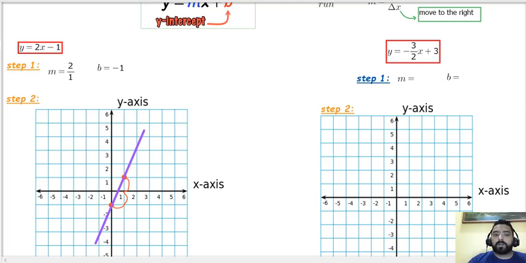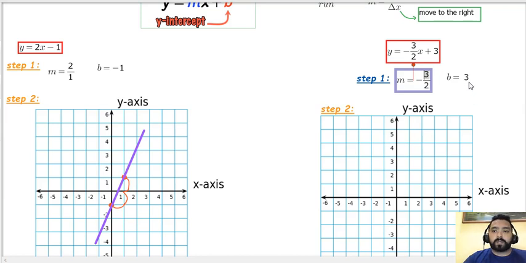Now in the second one, remember the first step is to identify the slope. The slope in this case is negative 3 over 2, and the letter b, the y-intercept, is positive 3. Remember, we have negative 3 over 2 because we take the coefficient of x. As you can see, the slope is going to be down because 3 is negative, and for the 2 we are going to move to the right.